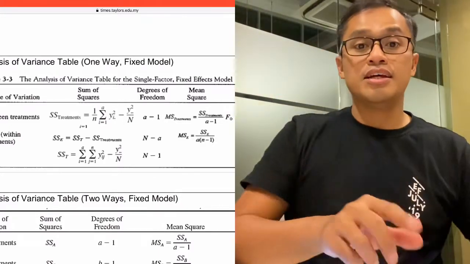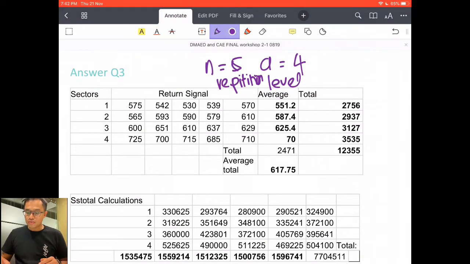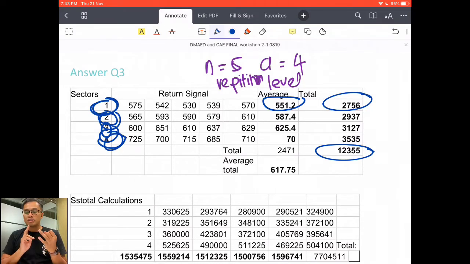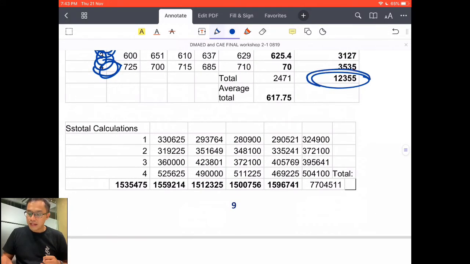Okay, it's clear there. First, you must find the total. We call this the grand total. You must also find the average for each of the factors, and the total for each of the sectors. So we must find the total for all levels and the average for all levels, and from there you can calculate the grand total.